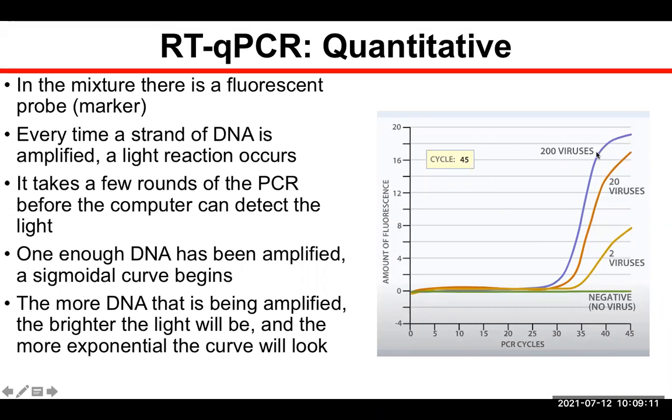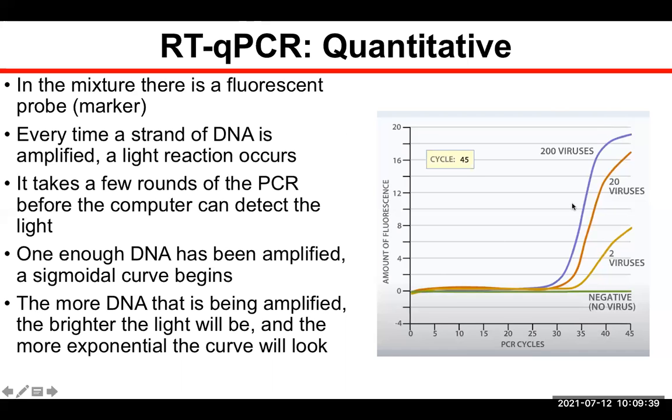And so usually what will end up happening is at the end of the sigmoidal curve, it's going to end up plateauing. And that's because there's a finite amount of reagents or components that are used to actually do this test. And so once you run out of components to perform the replication process or elongation process, then it can't do it anymore. So it just stabilizes and plateaus.